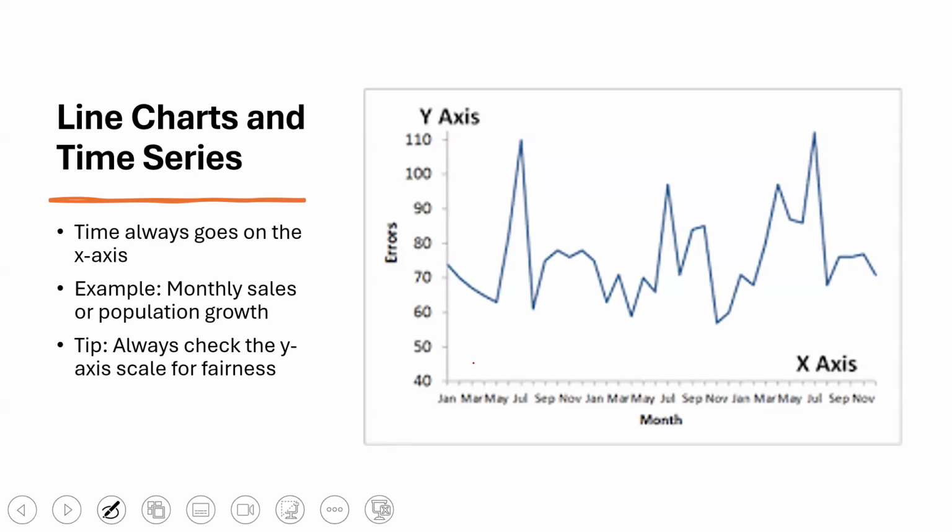One thing to watch for is the scale of the vertical axis. Sometimes graphs are designed to exaggerate or minimize trends by stretching or shrinking the axis. Always check whether the scale is evenly spaced and starts at 0 when comparing time series graphs.